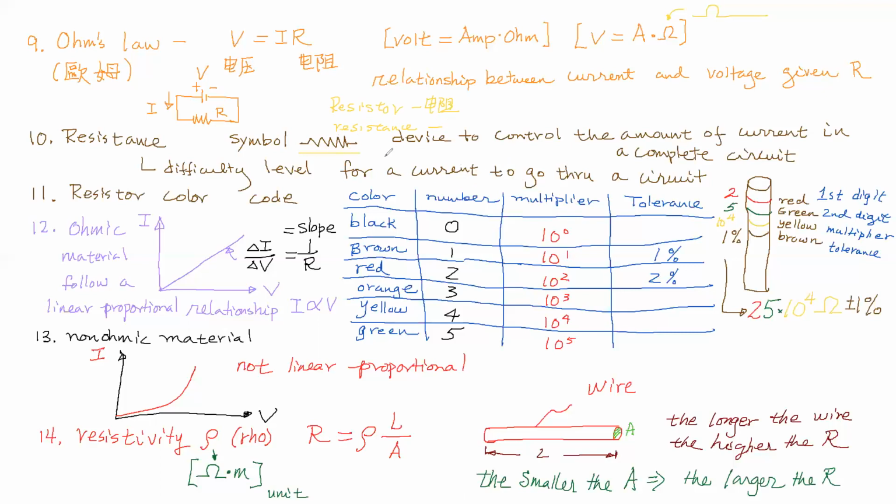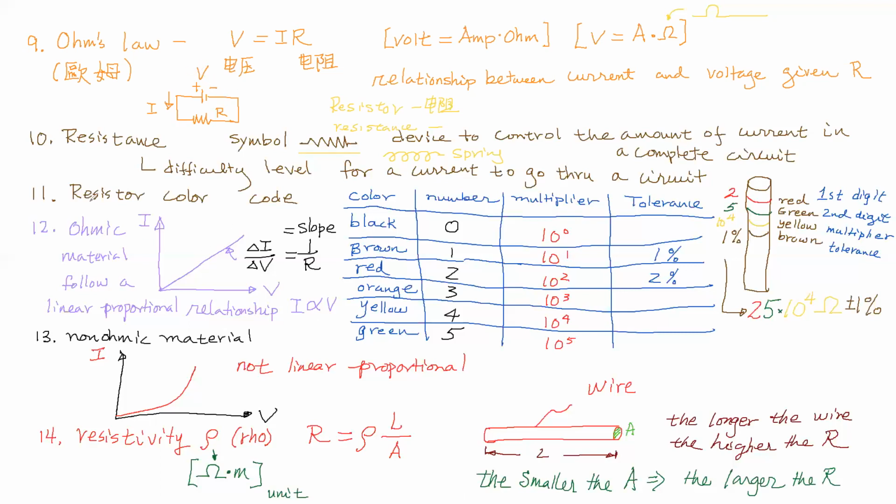It's different from the spring. Spring's like this. This is spring. So it's a device to control the amount of current in a complete circuit. In the complete circuit, if you give it a larger R, then you will see less current. If you want to have more current, then you have to reduce the R, or you can increase the V.